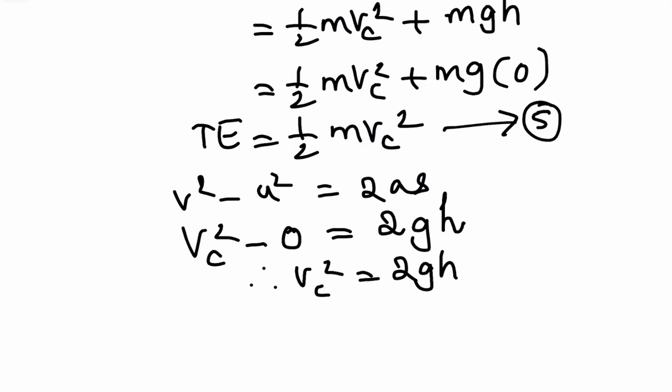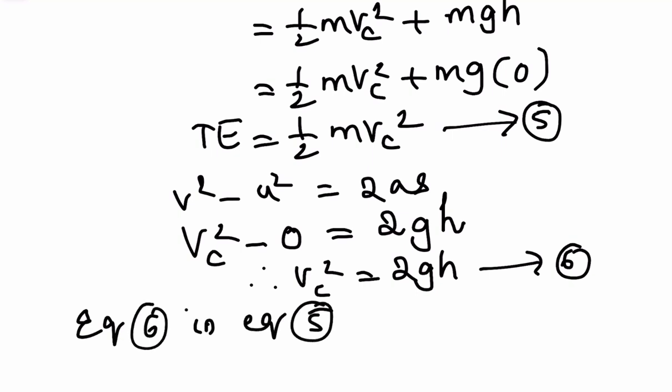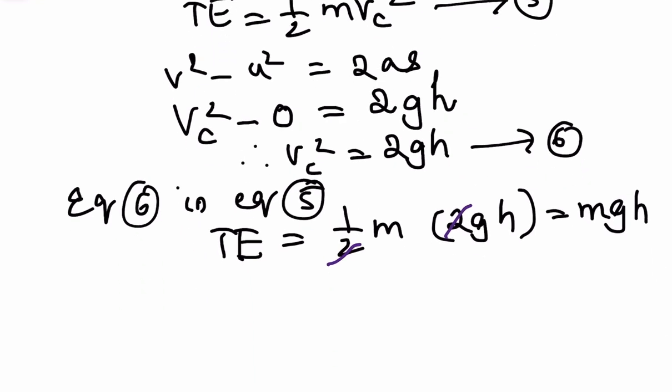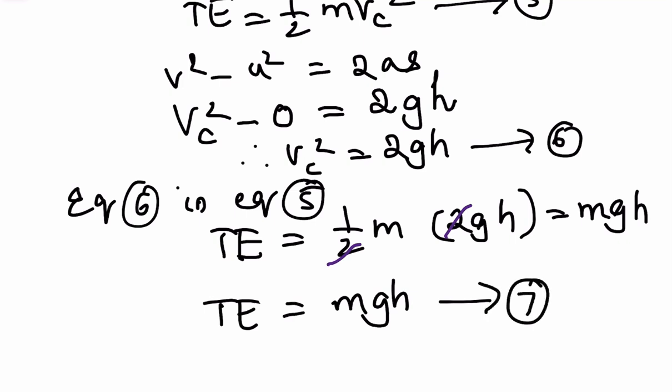Now substituting equation 6 in equation 5, we get total energy is equal to half m vC square, which is 2gh. When it is 2gh, here 2 and 2 get cancelled and once again you will get mgh. So here what happens now? The total energy, once again, TE is equal to mgh. Let it be equation number 7. Okay, so now this is the total energy at the point C.